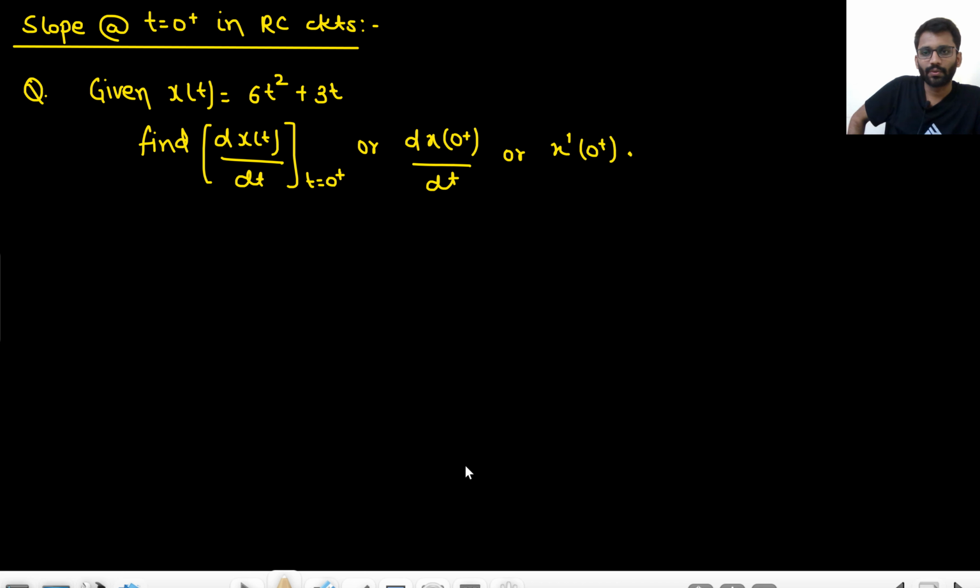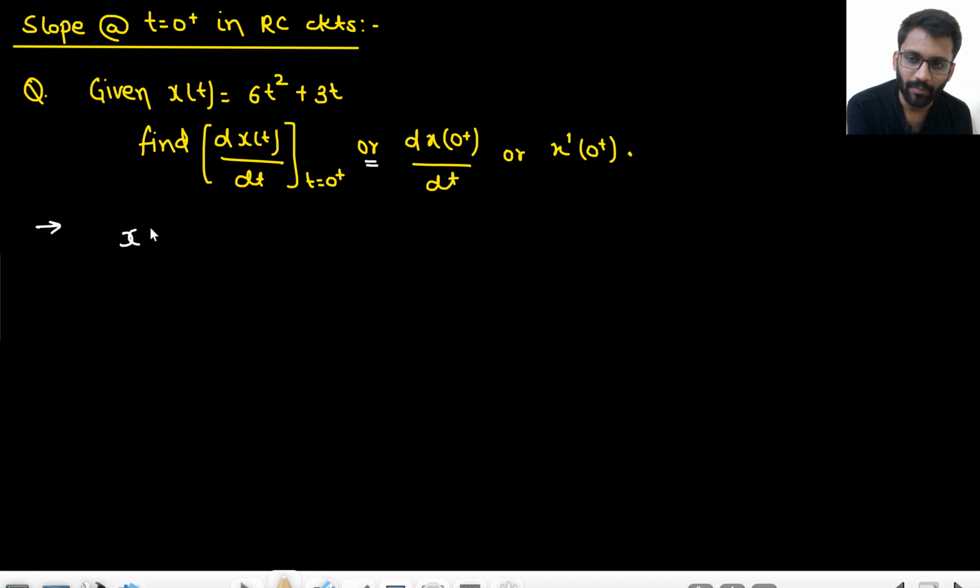Hello everyone. So let's see this concept, the slope at t equals 0 plus in RC circuits. But before that, let's solve a simple mathematical problem. They are asking to find dx(t)/dt at t equals 0 plus, or they can write it as dx(0+)/dt, or x'(0+). So tell me if I am doing right or wrong.